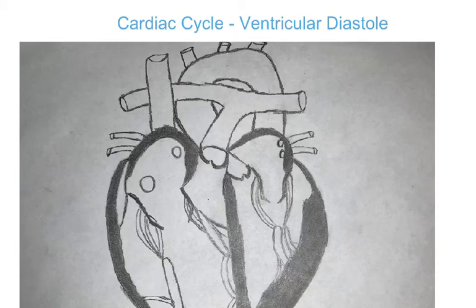Alright guys, welcome back to Underground Science, and in this video we'll be looking at the first stage of our cardiac cycle, which is ventricular diastole and atrial systole. I didn't write that down, but we'll see that. So let's go and get started.